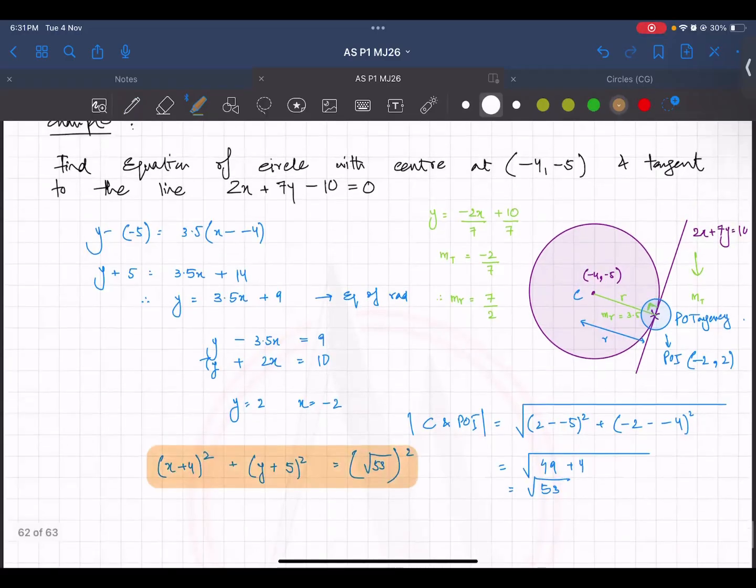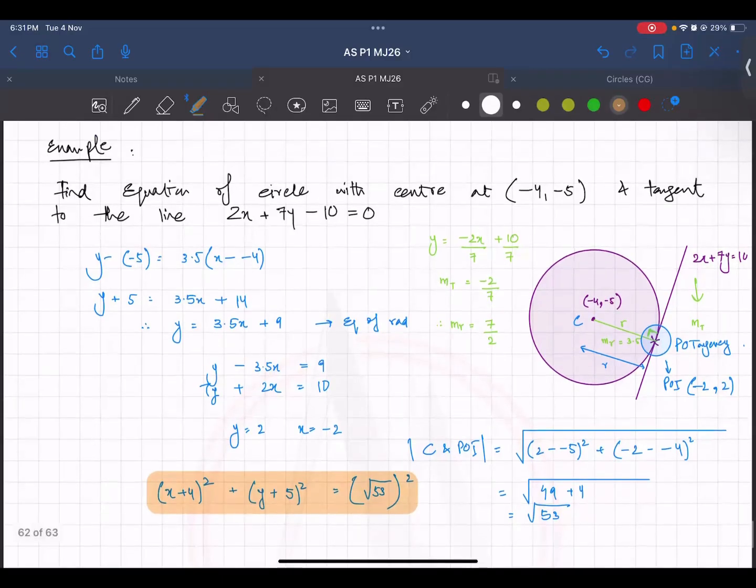Final answer. This is it. सही है? Any questions, anyone?